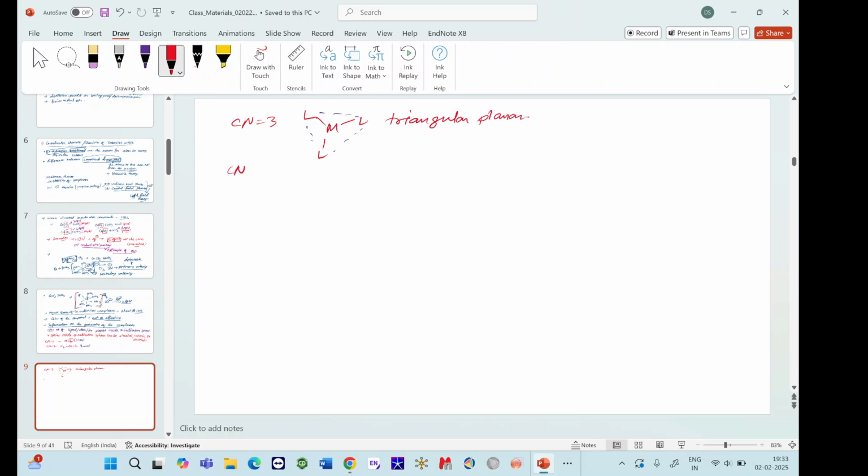planar. You have CN4. You can have two geometrical isomers. So these are called geometrical isomers because their molecular formula, everything is same, but they vary in the geometry. The typical tetrahedral structure. This is called square planar. This is called tetrahedral.